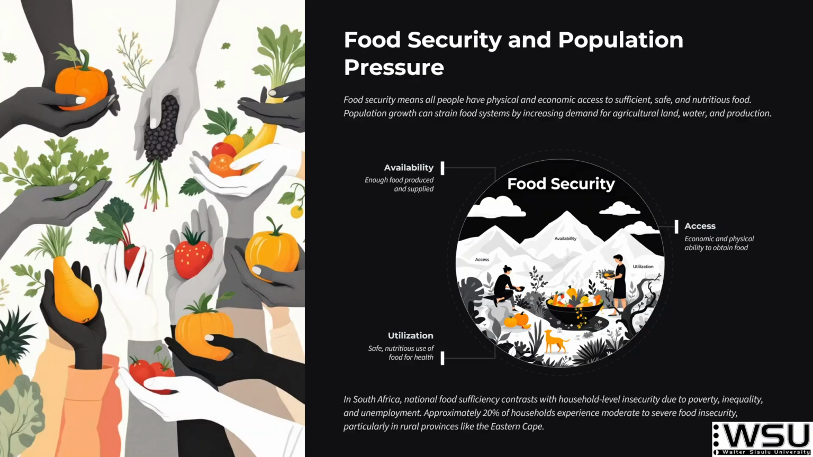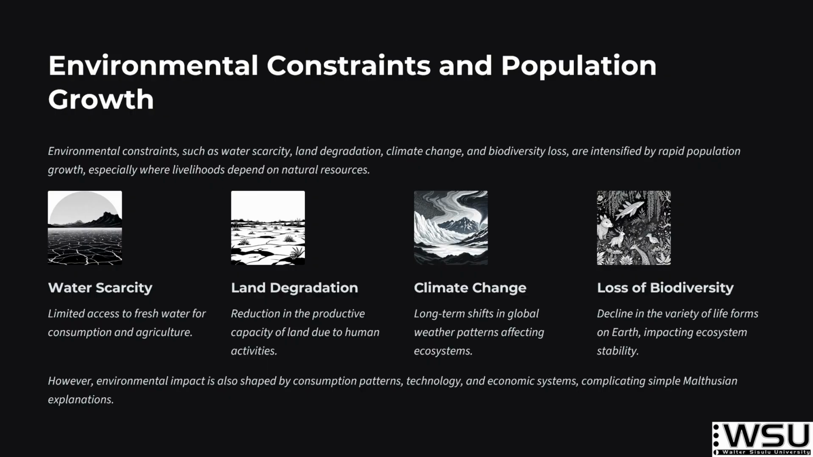And the reality is that these are the things that are happening in our communities. And so when we're looking at these theories, we need to be looking at them with a critical eye, looking at what is happening around us. And I want us to look at the environmental constraints and population growth as we're about to come to the end of our session.